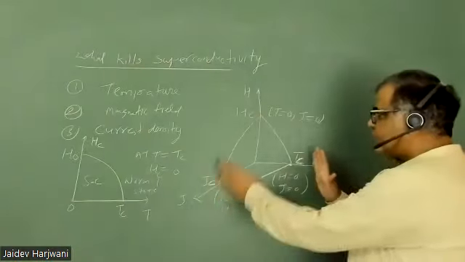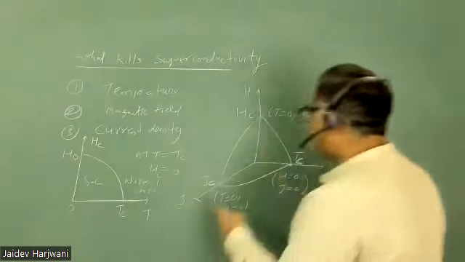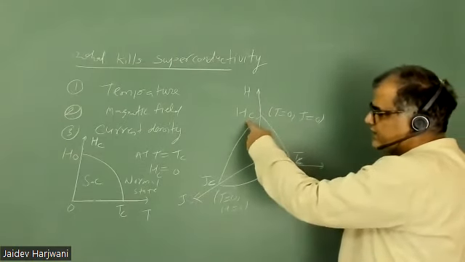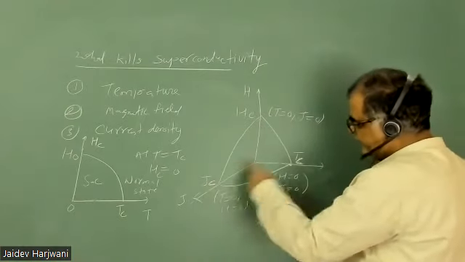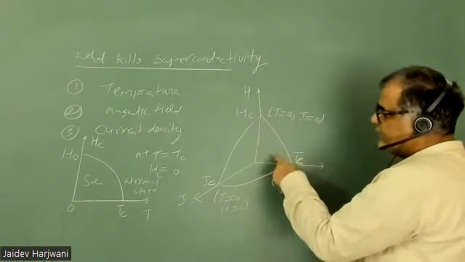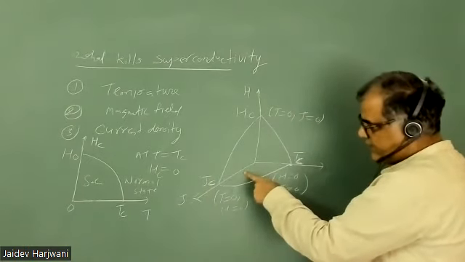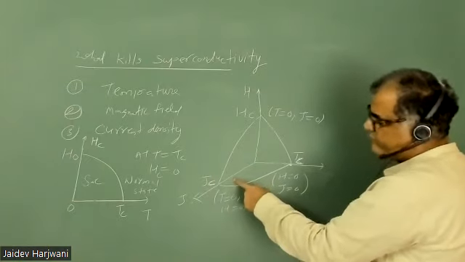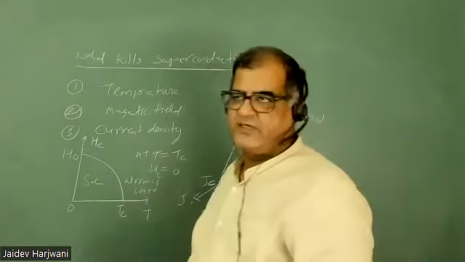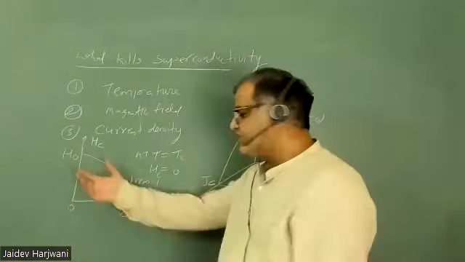So these three parameters work together. If two of the three are 0, then you require the third: if two are 0, you require Tc; another two 0, you require HC; another two 0, you require JC. If all are not 0, suppose here T is not 0, then you require a lesser amount of HC or a lesser amount of JC. Similarly, if JC is not 0, then you require a lesser amount of temperature or magnetic field in order to destroy the superconductivity. Are you getting it? So these parameters, critical magnetic field and critical current density, are functions of temperature.